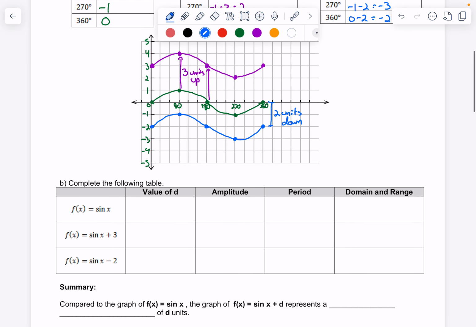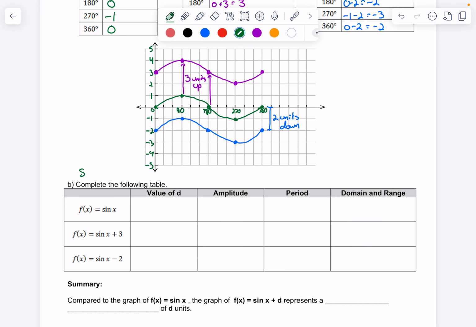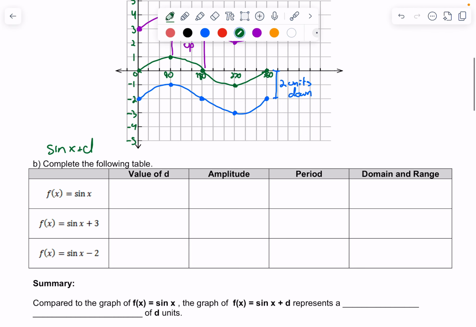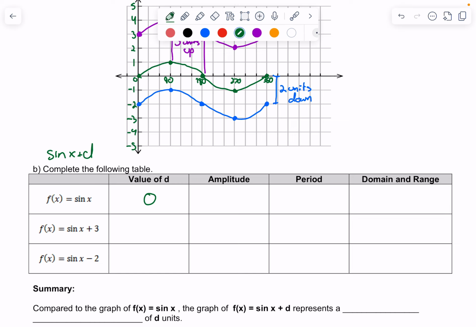So if we complete the table based off those 3 functions we've graphed here, well, the d value, remember it's sine x plus d. So what number do you see on the backside here on the first one? Nothing. 0. Okay, what about the other one? Well, we have 3 on the backside there and -2.